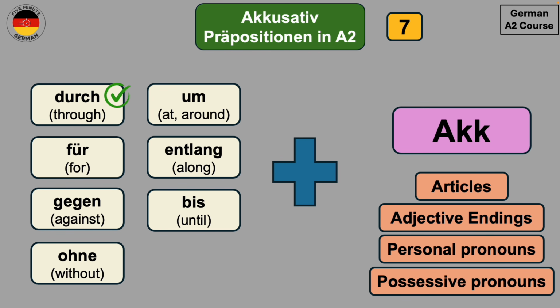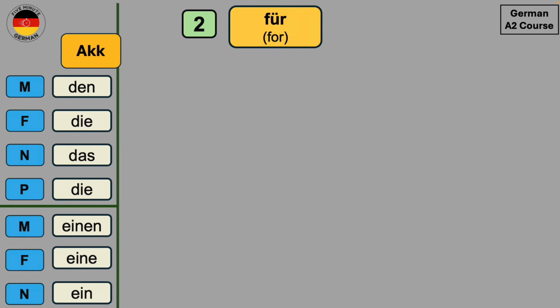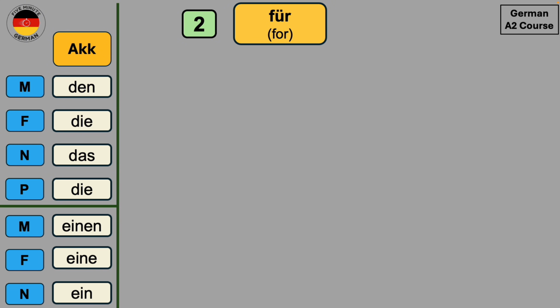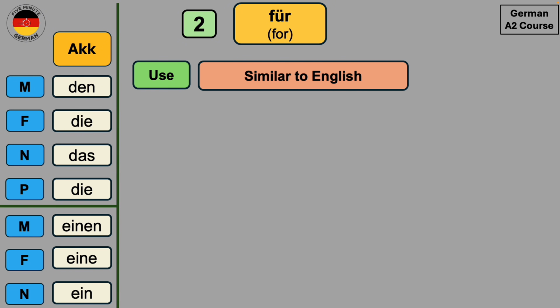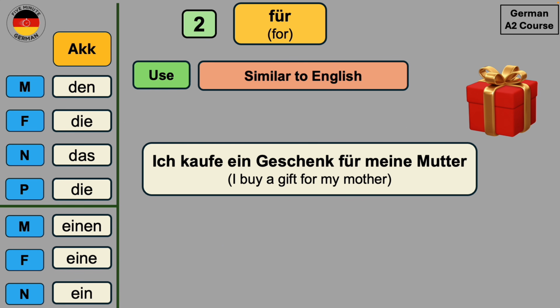Now let's go to the second preposition, which is für, which means for. And we use für similar to as it is used in English. So an example can be, Ich kaufe ein Geschenk für meine Mutter. I buy a gift for my mother. And we have used meine Mutter, which is the possessive pronoun in accusative because the feminine case does not change.